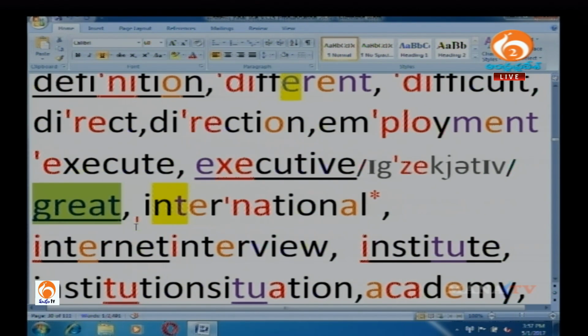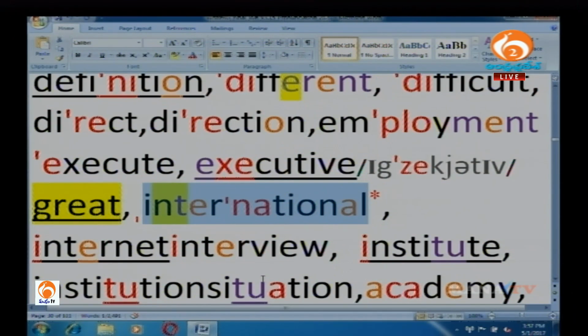How about this one? "Great." If you're excited, if you want to emphasize it, you just say "great" louder, because it's got one syllable, that's it. How about this one? "International." Many Americans do not pronounce this N before T, so it sounds like "innernational." But you should be flexible. You should know that they meant "international." You should try to say "international," pronounce that N, okay?